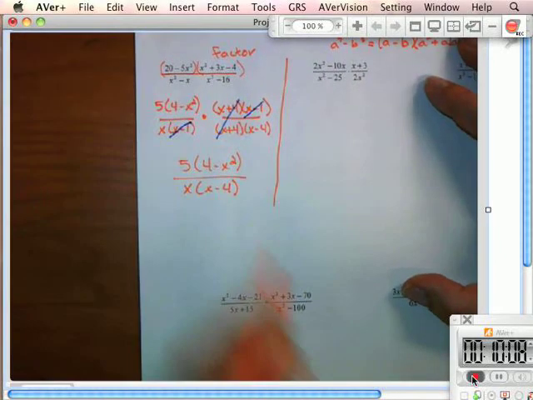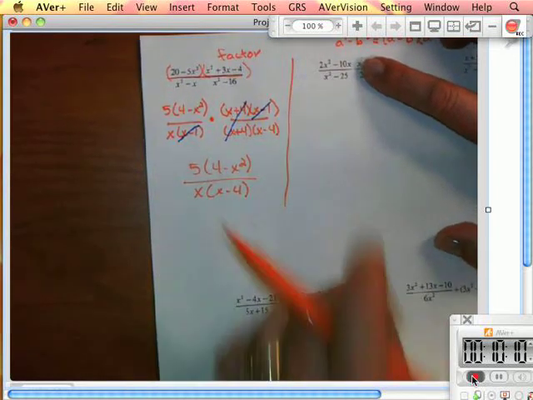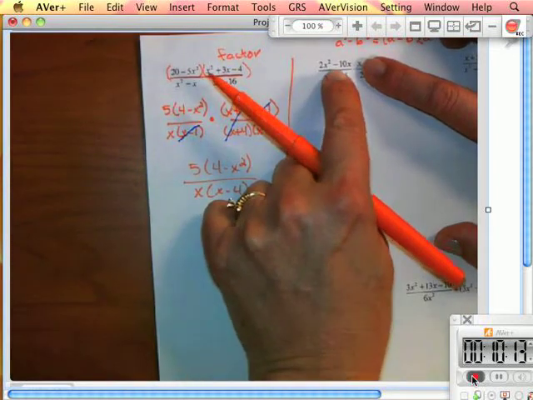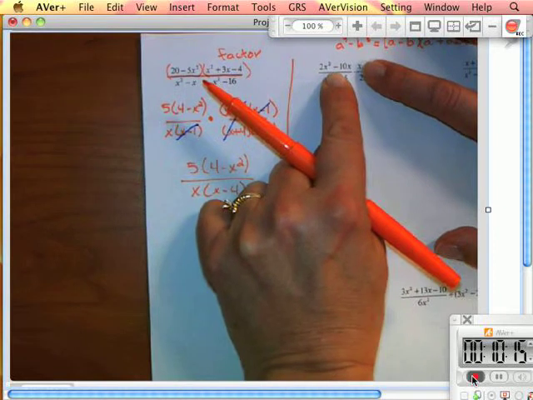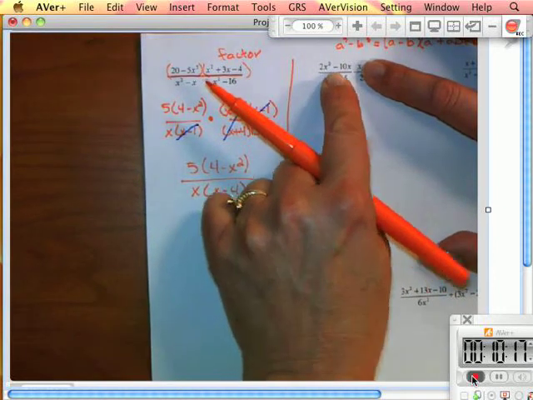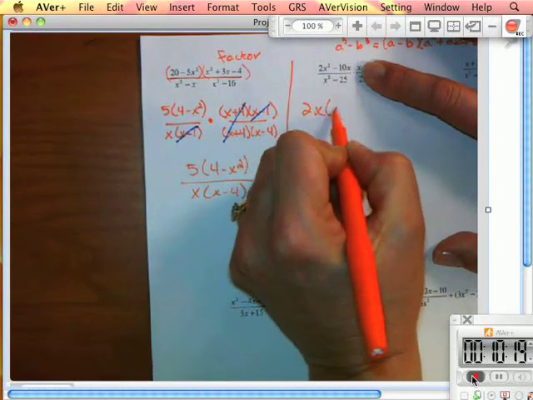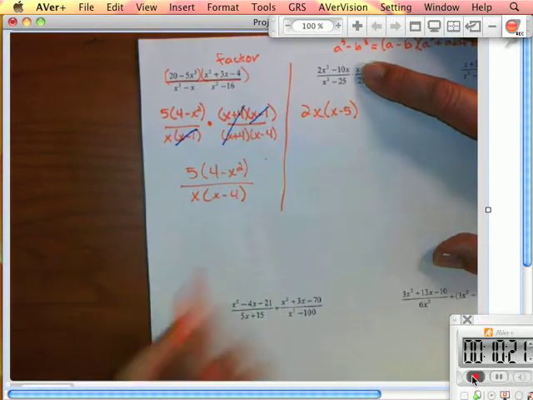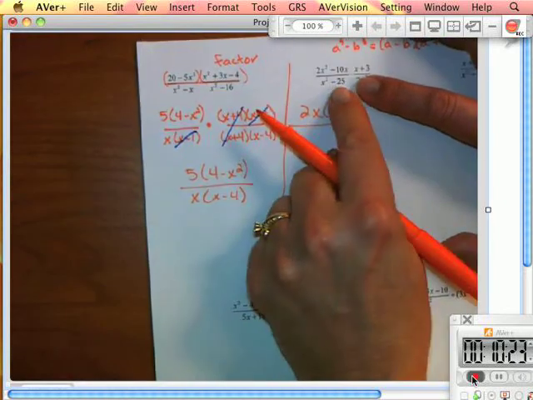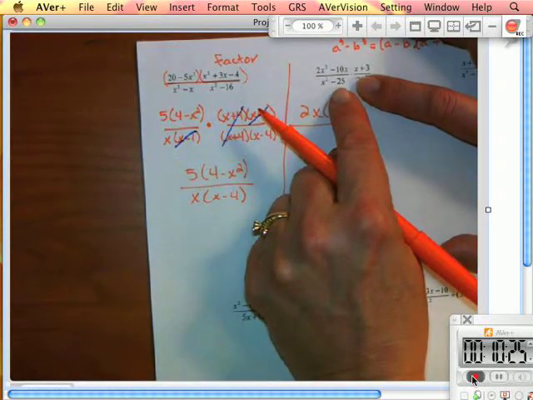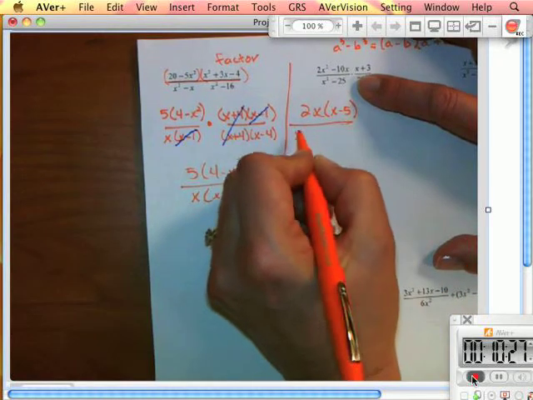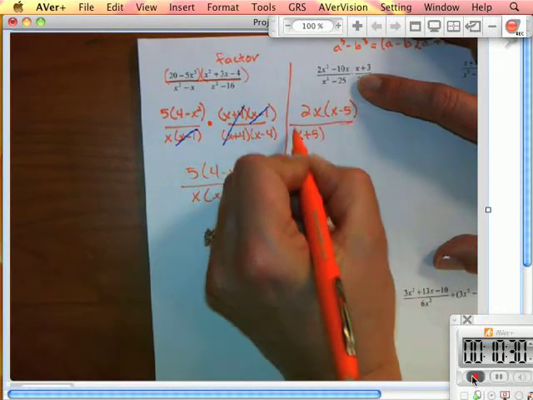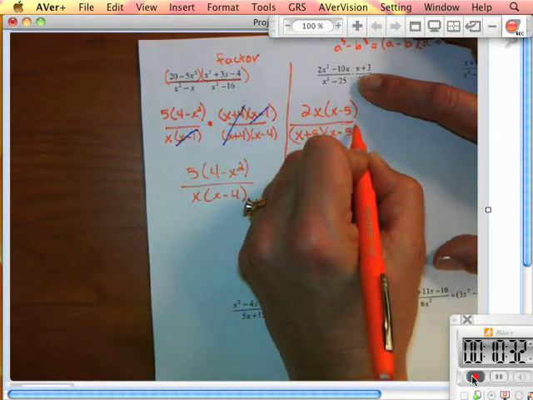Let's do the next one. Okay, we're going to factor each little thing first. This numerator, let's factor that numerator. What can I pull out of there? A 2x. And I have x minus 5. Factor the denominator again, that's the perfect square thingy. And there's no middle term, so it's going to be what? Yeah, and it doesn't matter what order you write it in.